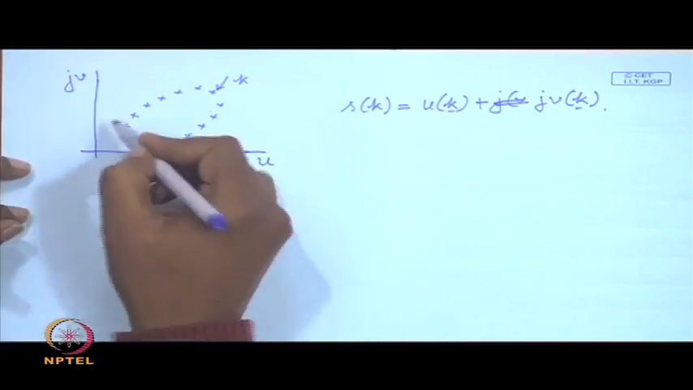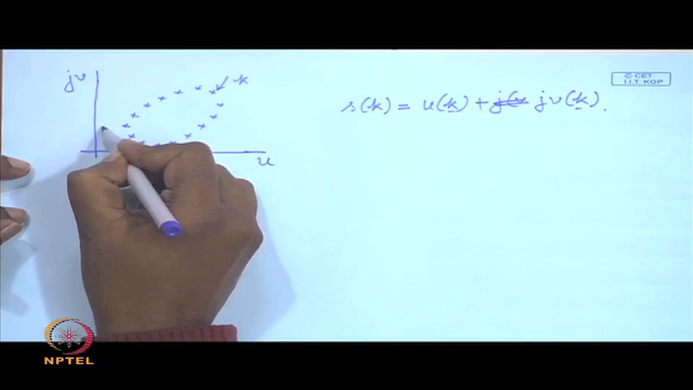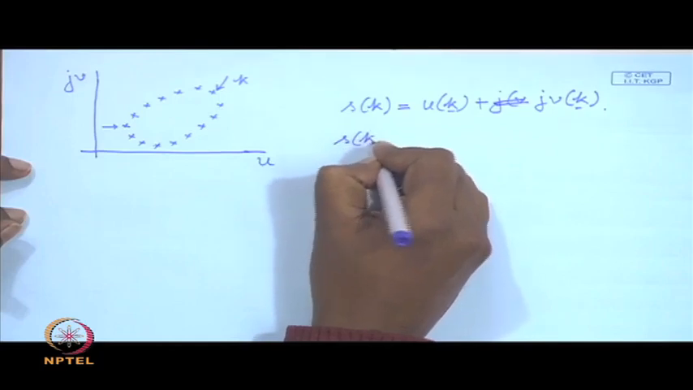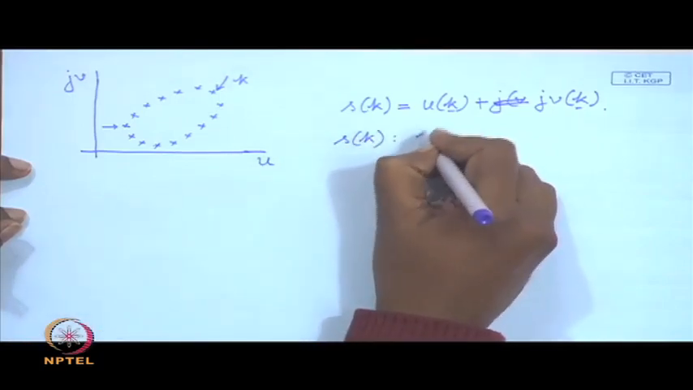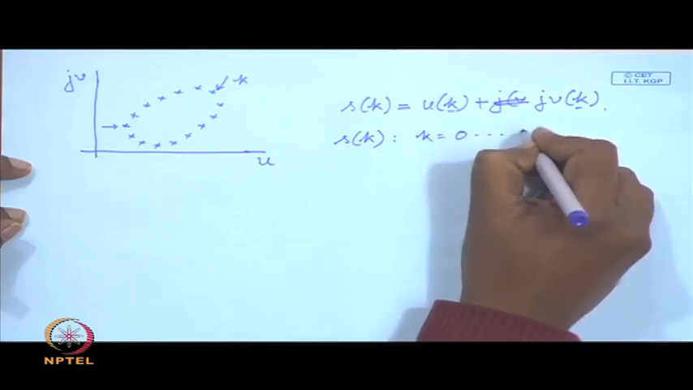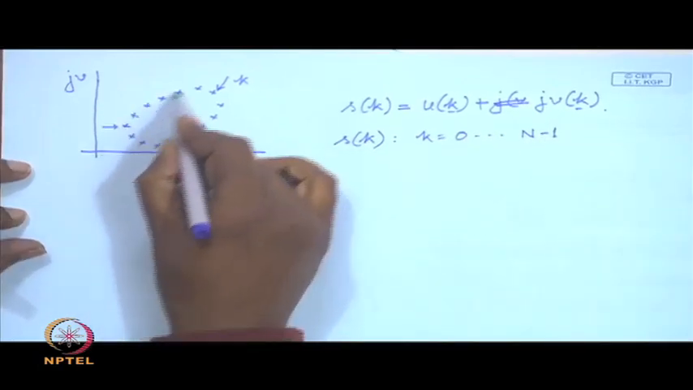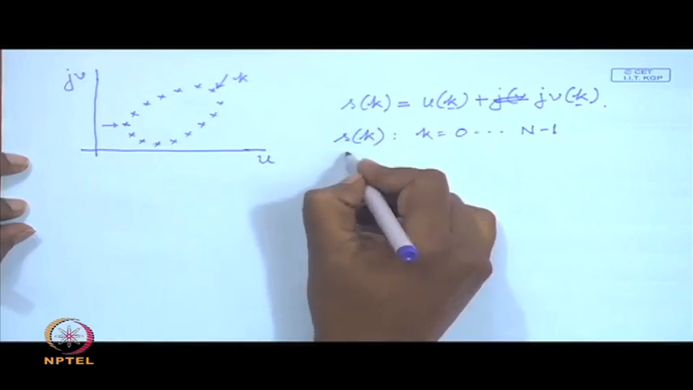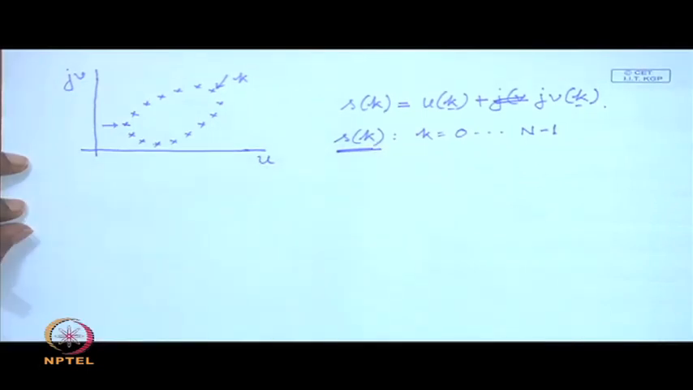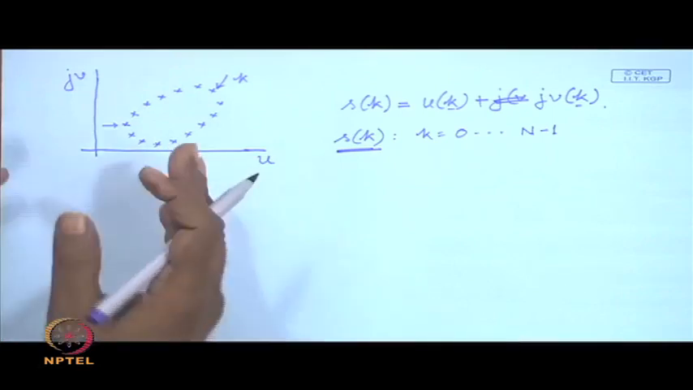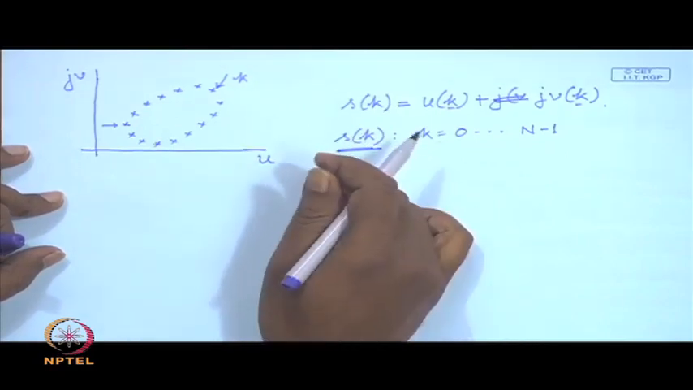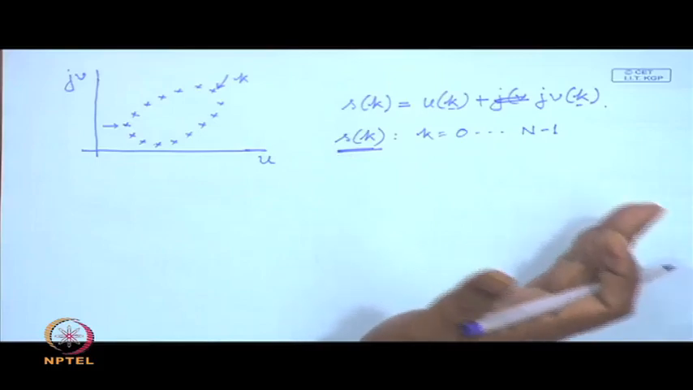So, what I actually have, if I start scanning this boundary from any initial point, is a set of complex numbers s k, where k varies from 0 to capital N minus 1, if I have capital N number of such boundary points. So, you find that it is nothing but a sequence of such complex numbers. Then one of the ways in which a feature can be extracted is that, given a sequence of complex numbers, I simply take the discrete Fourier transform of this sequence of complex numbers.